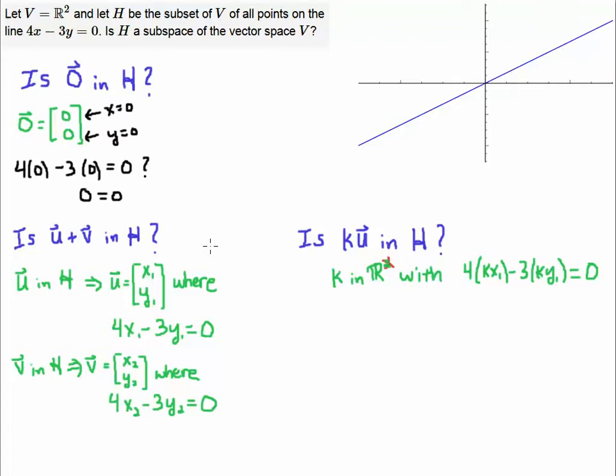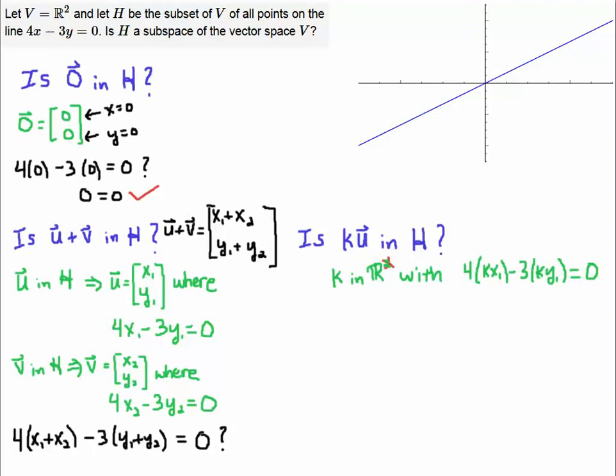All right, so first we take the point 0, 0, so that's x is 0, y is 0. We plug it into our test, 4x minus 3y. Is that going to be 0? Well, 4 times 0 minus 3 times 0 is 0. 0 is equal to 0. So check, 0 is in the set. All right, now we proceed.